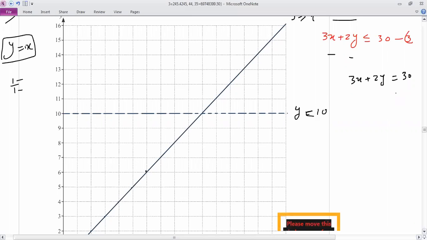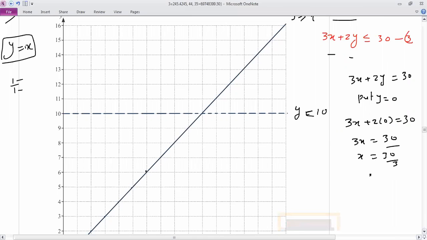Now what I need to do, I will find the x-intercept first, put y is equal to 0. Putting y is equal to 0 will be 3x plus 2 into 0 equal to 30. So 3x will be equal to 30, x will be 30 over 3. So x is 10. It means the point will be (10, 0).